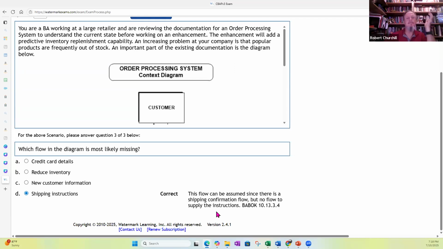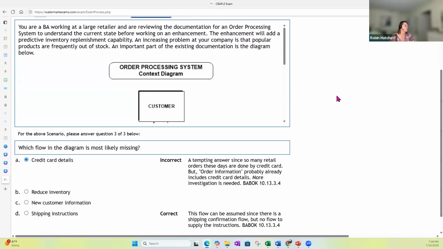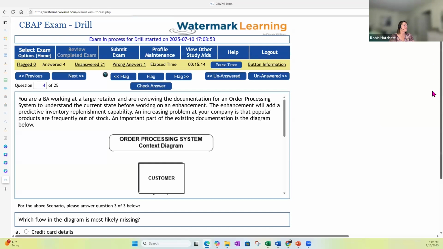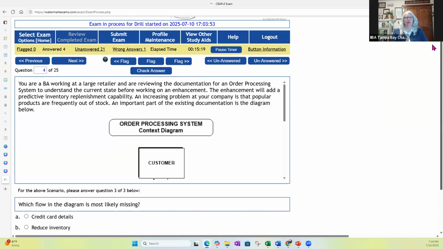What are the credit card details? That should be in the accounting part, right? I think it'd be in the payment processing system. Let's find out. A tempting answer since so many retail orders these days are done by credit card, but order information probably already includes credit card details. Well, as business analysts, our answers always begin with it depends. Okay. So we have that one.